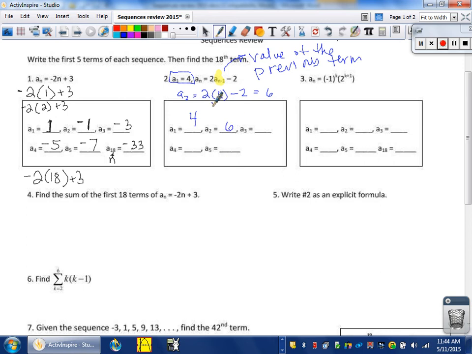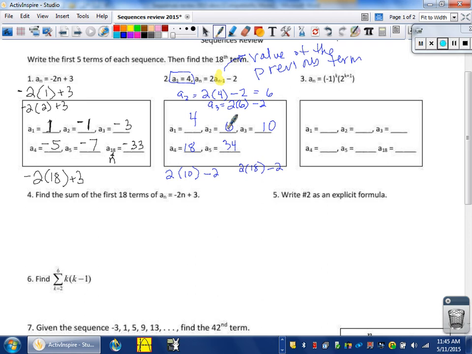Okay, the third term is 2 times its previous term minus 2. So 2 times 6 minus 2. The second term was 6. 2 times 6 minus 2 is 10. Okay, 2 times that term, 2 times 10 minus 2 is 20 minus 2, or 18. And a sub 5 is 2 times 18 minus 2, or 36 minus 2, which is 34.